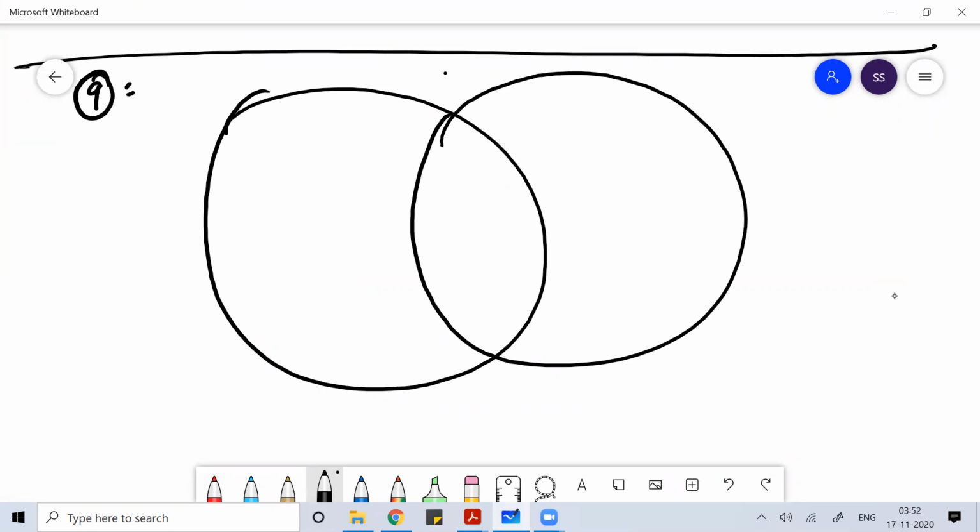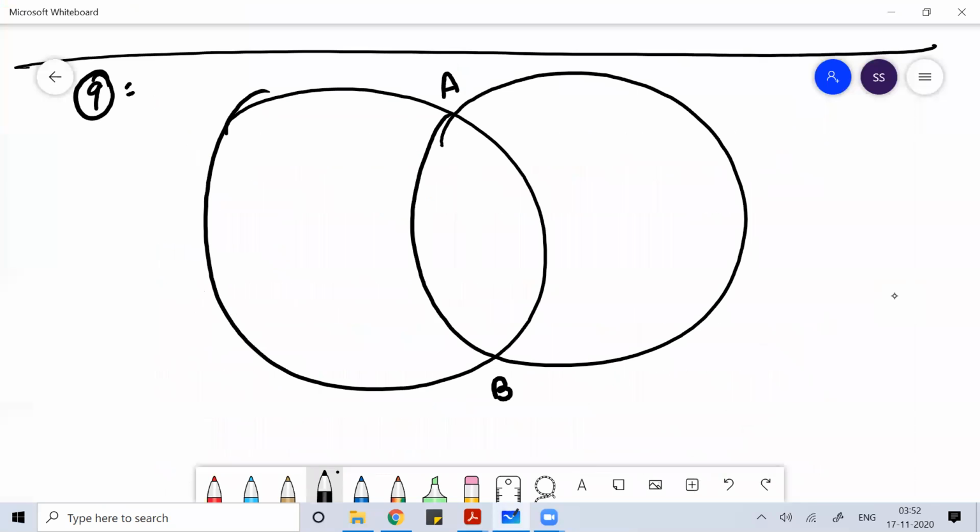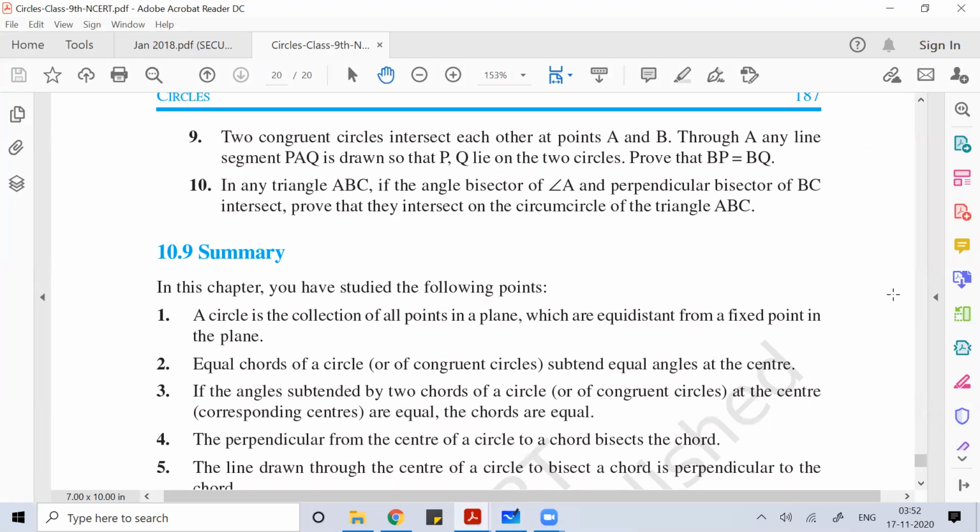Two congruent circles intersect at the points A and B. Through A, any line segment PAQ is drawn such that P and Q lie on the two circles.